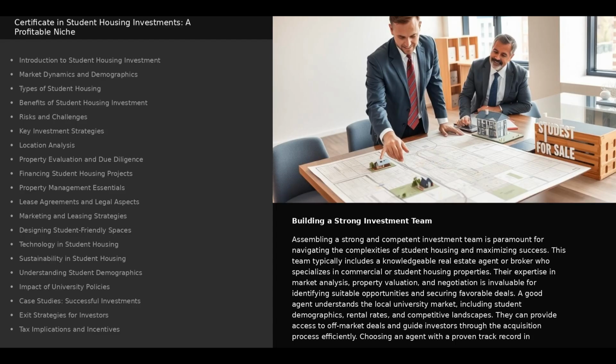A good agent understands the local university market, including student demographics, rental rates, and competitive landscapes. They can provide access to off-market deals and guide investors through the acquisition process efficiently. Choosing an agent with a proven track record in student housing is a critical first step.